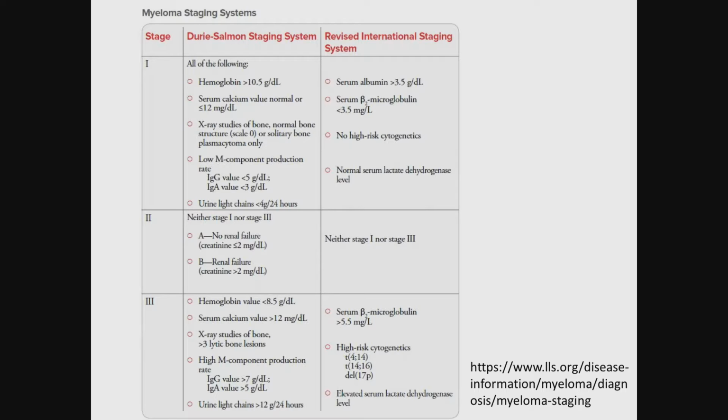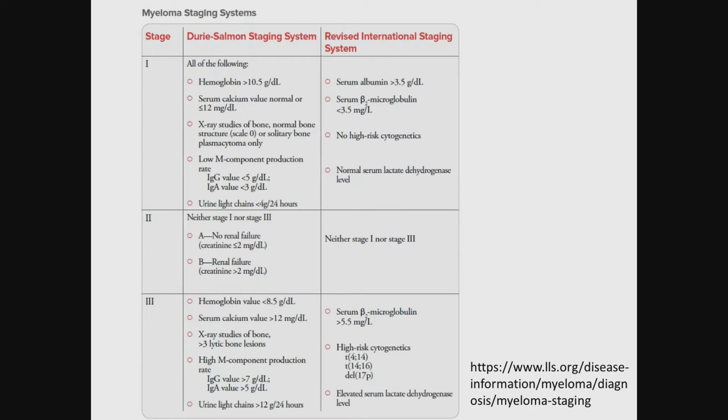So this middle stage, which is neither stage 1 nor stage 3, is characterized by, well, I'm not going to talk about that. If you go to stage 3 here, you see that the M component levels are much higher. If you look at X-ray studies of the patient's bones, you'll see that there are lytic bone lesions, which are caused by the disease and really represent an advanced status of the disease. And if you were to measure from the patient's urine the amount of light chain production, you see that it has much larger values as well.